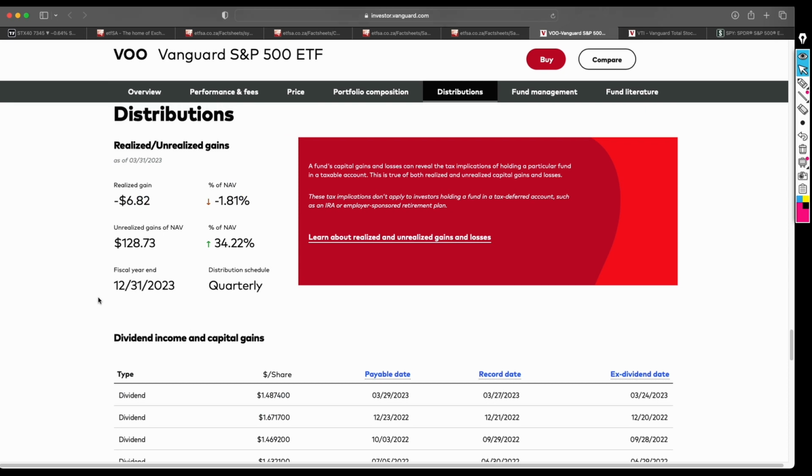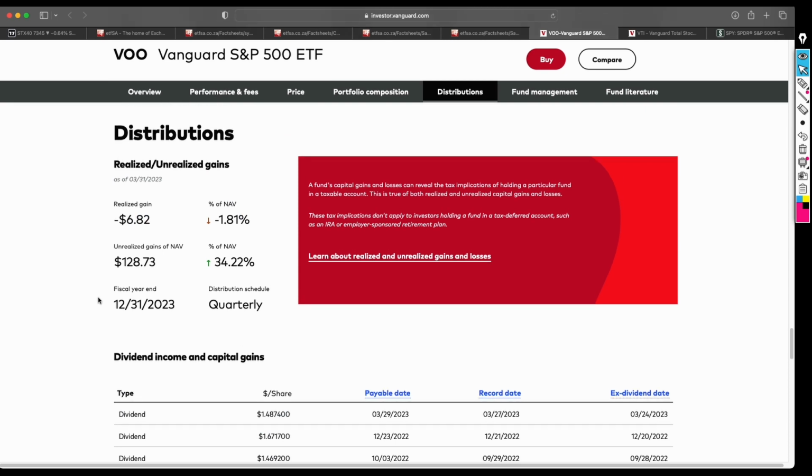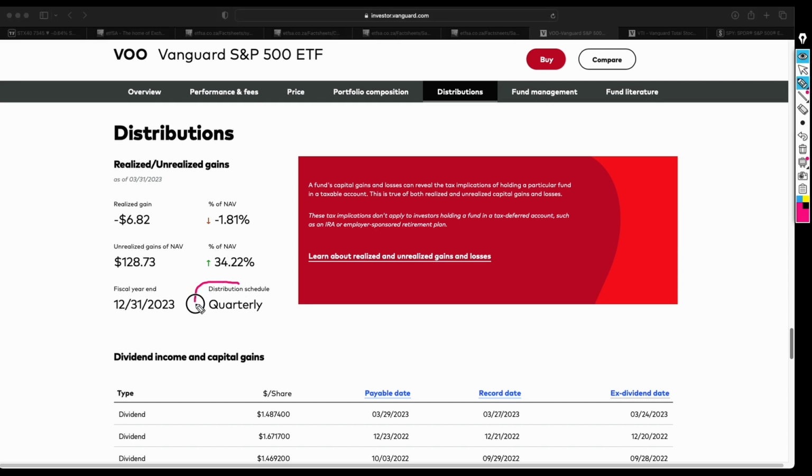Then again we look at the distributions, because we all like to receive something for the investment or for the risk that we are taking in the market. This ETF also distributes quarterly. The value of the distribution is always going to change from time to time, but when we look at this, they have this distribution date. You can see they happen every quarter. Let's look at the payable date. We see that this one was in December 2022, and the recent one was on 29 March 2023.